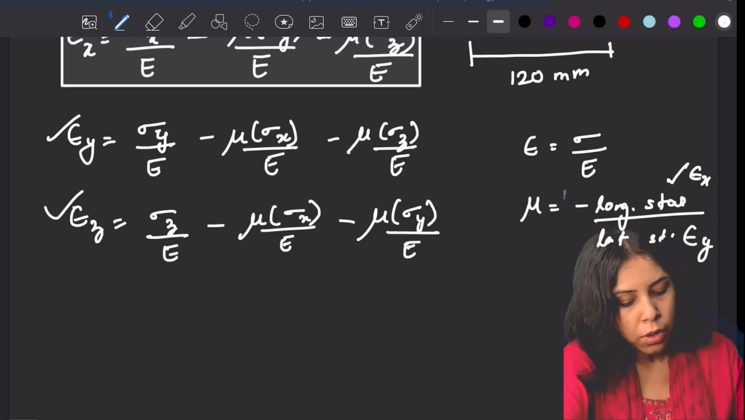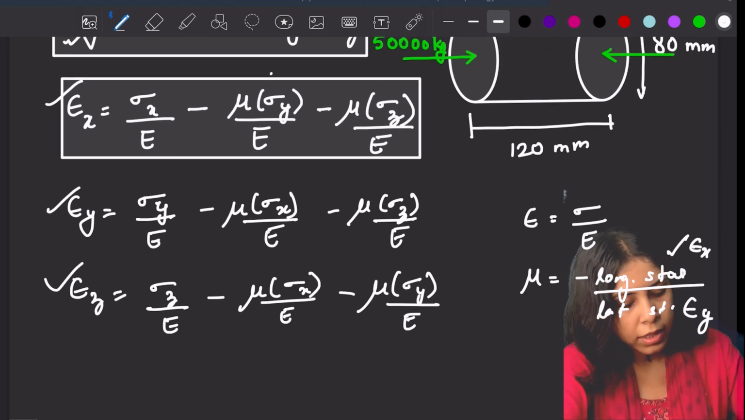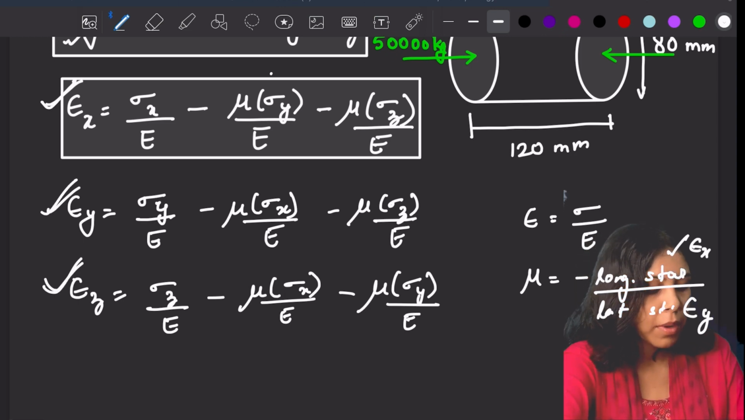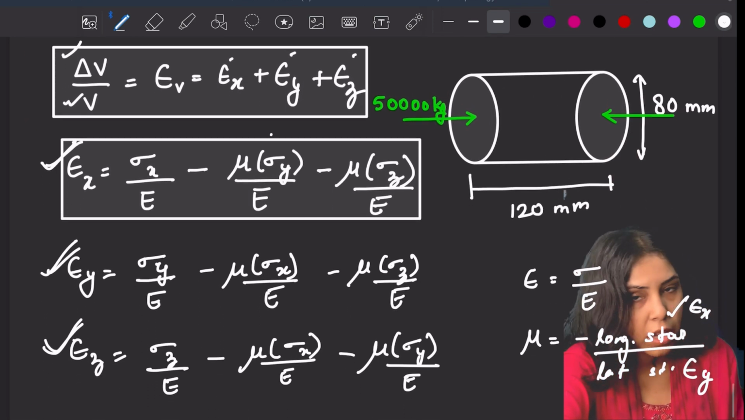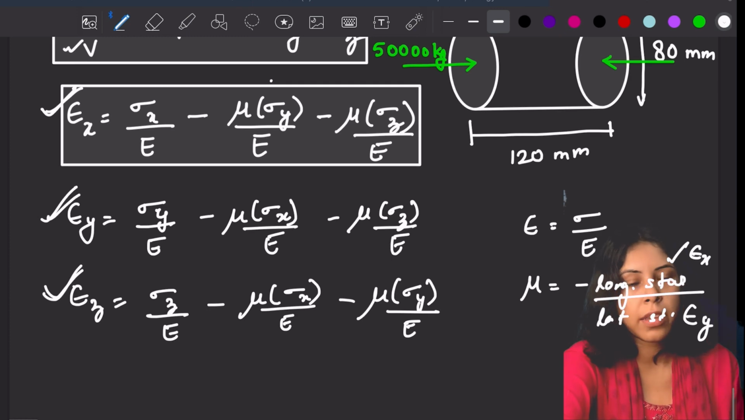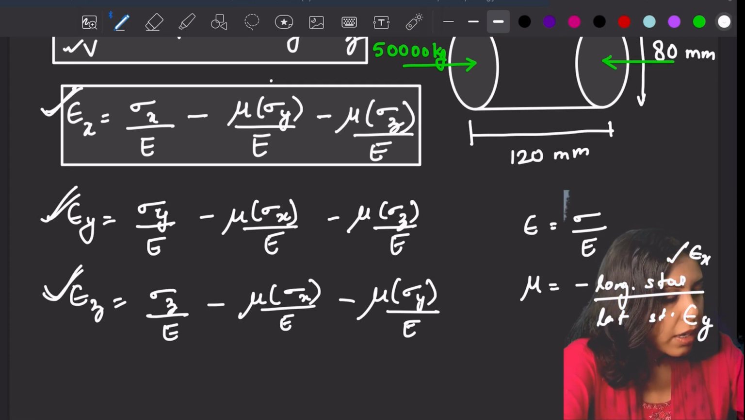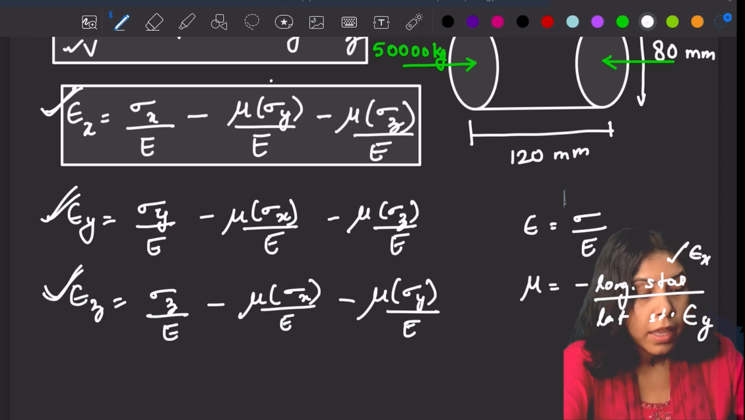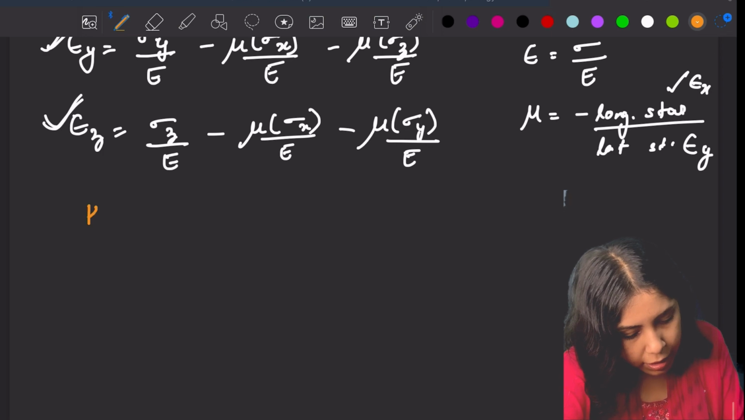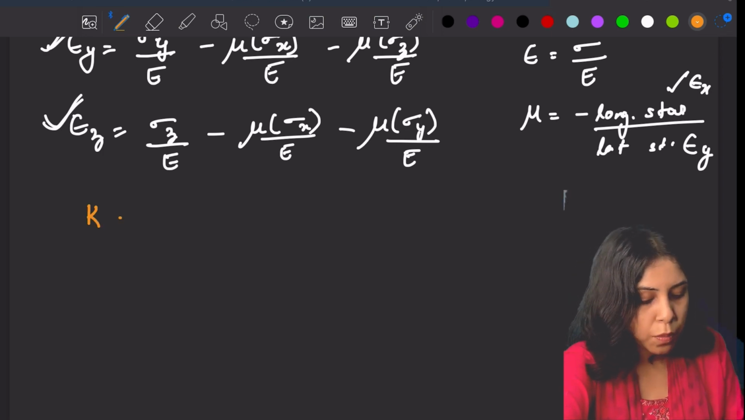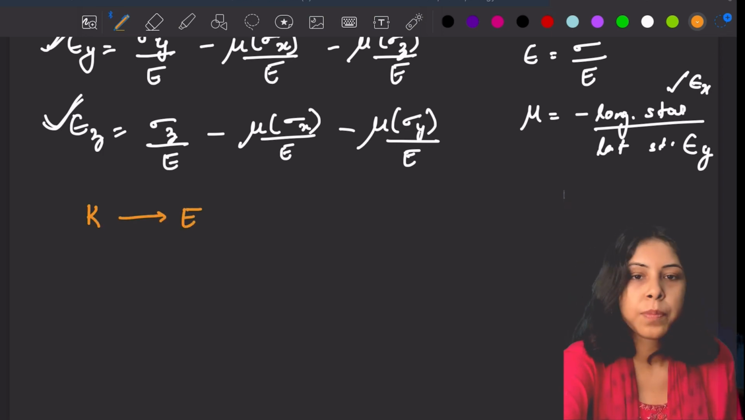So for calculating epsilon x, epsilon y and epsilon z, we need to have sigma x, sigma y and sigma z, and E as well, right? In this question they didn't give the E. So for calculating E, that is modulus of elasticity, they have given bulk modulus, that is K, and from this we will calculate E.